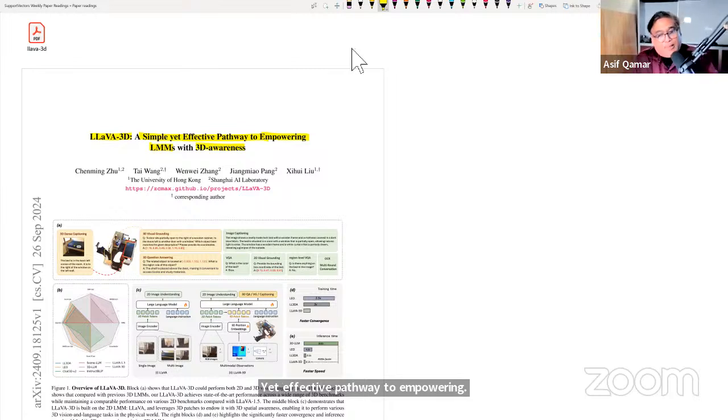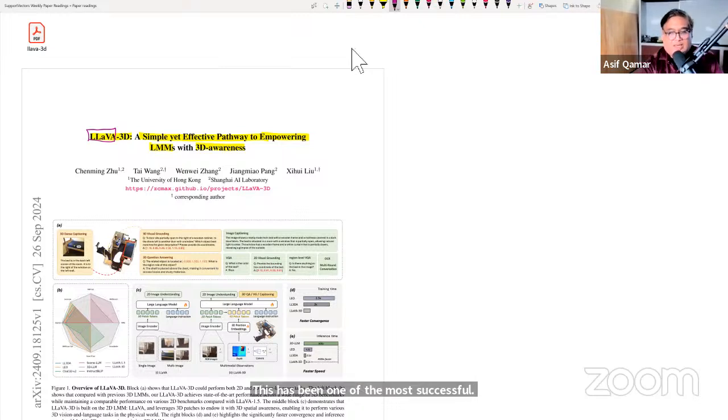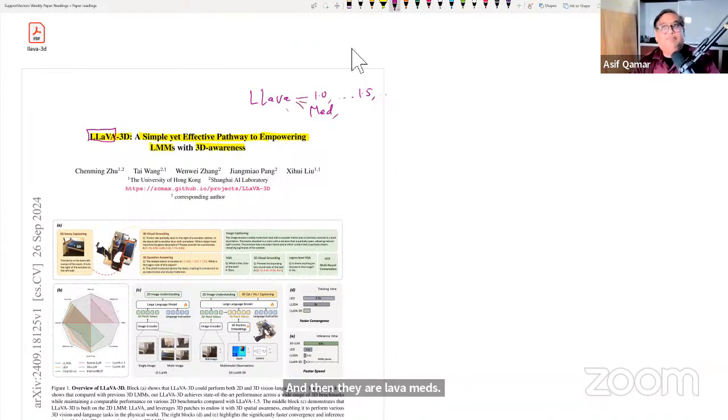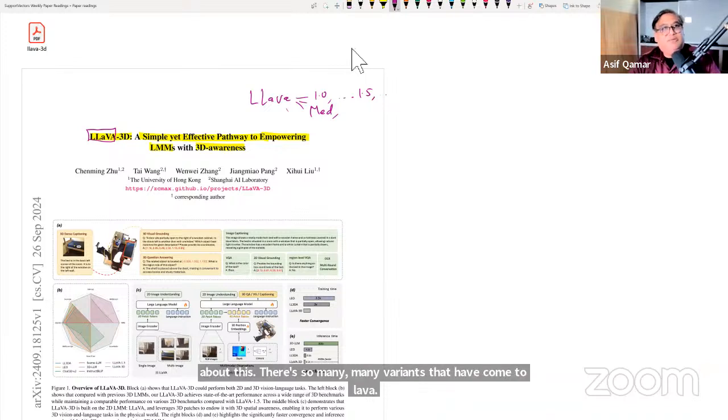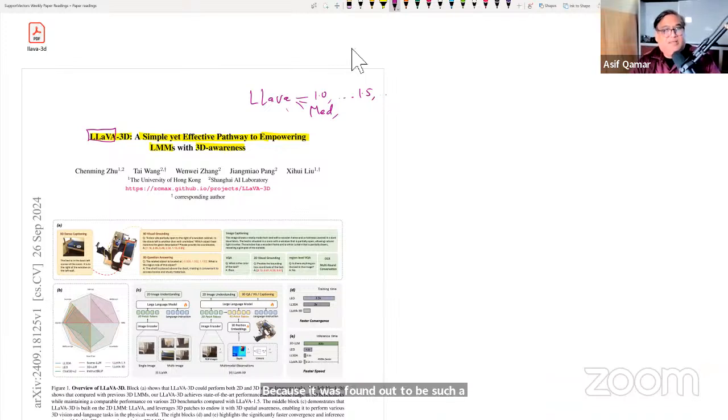Now, this LLaVA itself, there's a bit of history to it. This has been one of the most successful LMM series. LLaVA went from 1.0 all the way to 1.5, and then there are LLaVA Meds, LLaVA this. There are so many variants that have come to LLaVA because it was found out to be such a wonderful idea. It's one of the dominant LMMs, large multimodal models out there. Very effective and quite capable.